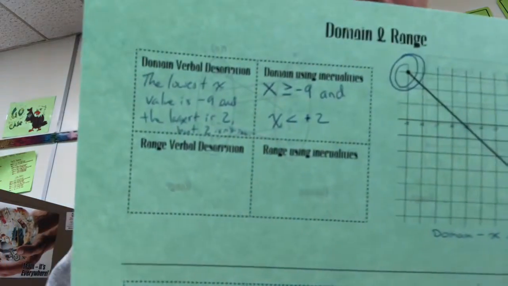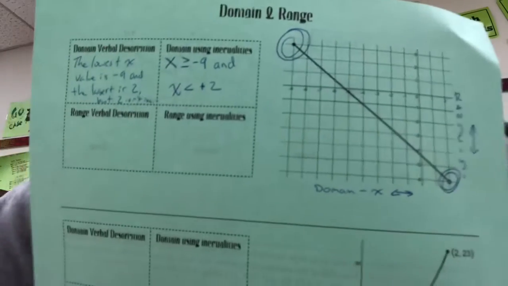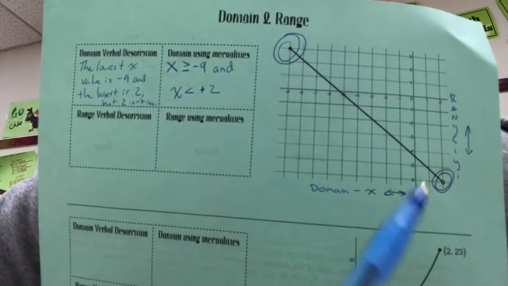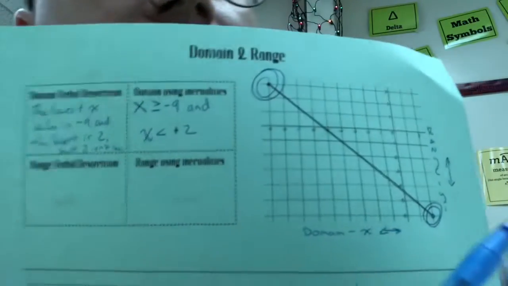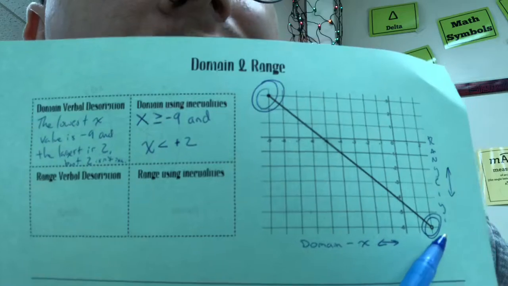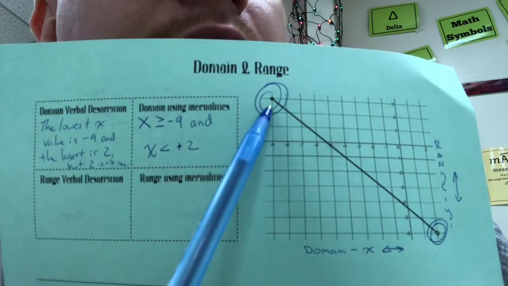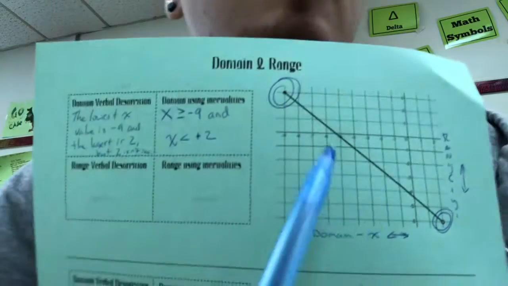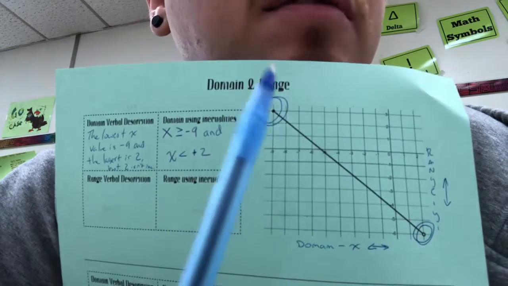And the next part of this is the range. Range represents all the y values. So the y values are your outputs. So we can tell the lowest y value on this graph is a -6. So -6 is the lowest value, but it also doesn't touch that because of that open circle. And the highest is +3, and it does touch that because of the closed circle. So I know my range is -6 to +3.